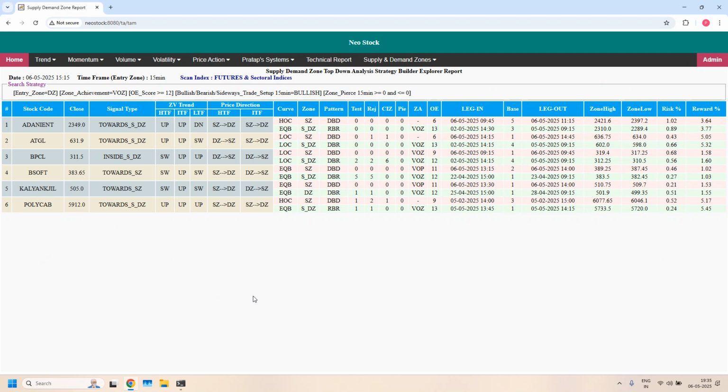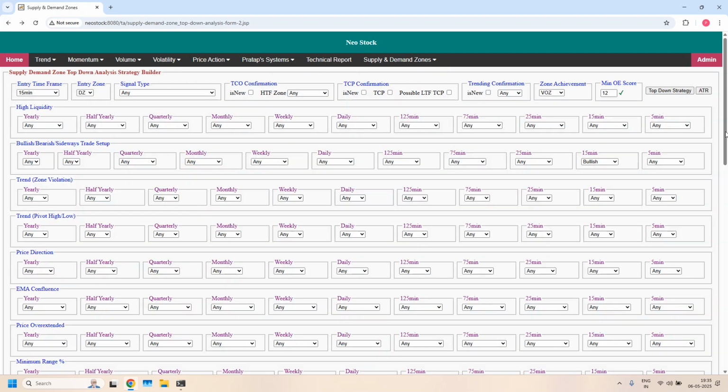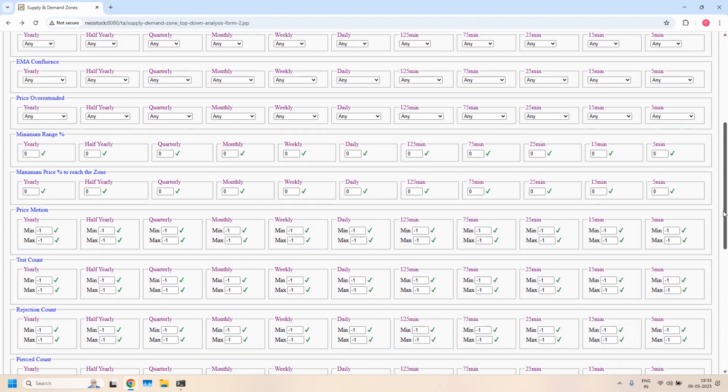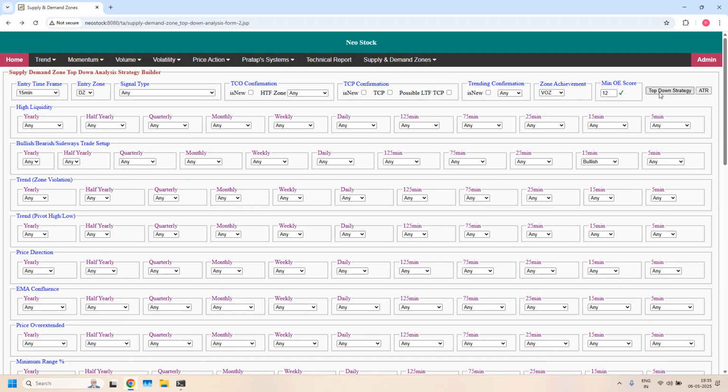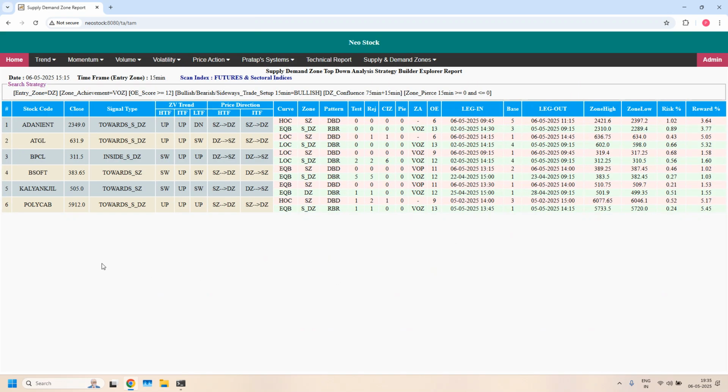So out of these 6, how many have a higher probability to get success? That we will filter based on the zone confluence. First filter, LTF and ITF demand zone confluence, that is 15 minutes and 75 minutes demand zone confluence. So I am enabling the filter. Out of 4, sorry, previously 7, right? Okay. So 6 stocks are filtered.